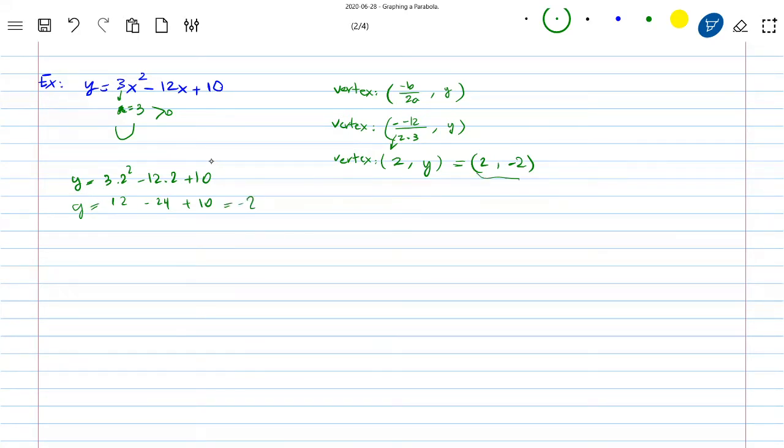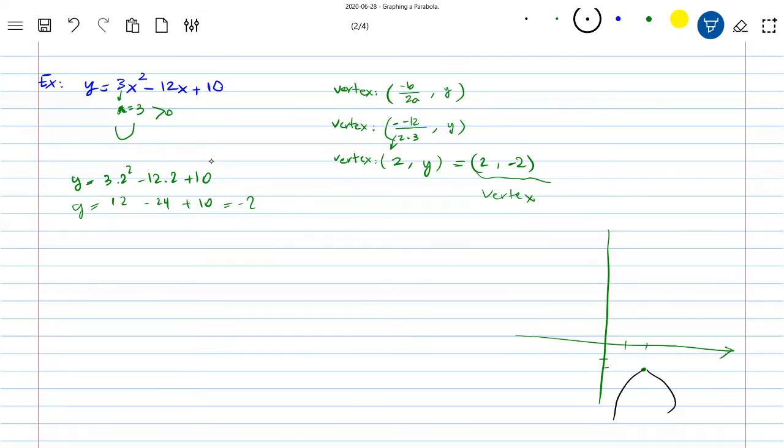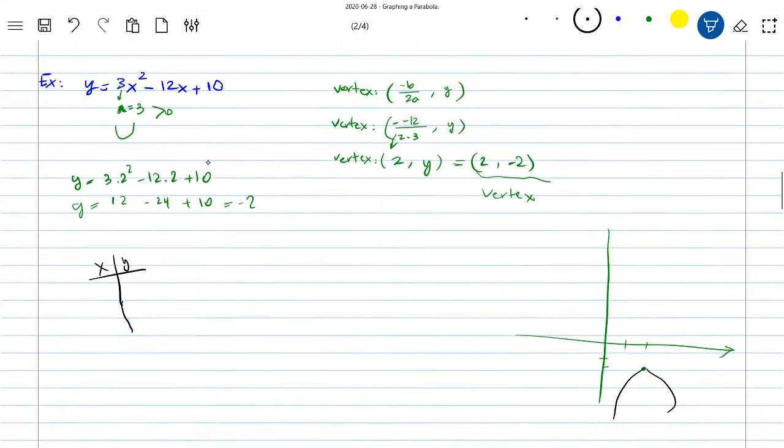So I figured out the vertex point. This is the vertex. When you graph the function, you already know the location of the vertex: 2 and negative 2. I expect the graph to be upward, somewhere like that. I just need to figure out one more y coordinate, so I'll pick a couple of points on the graph to make the graph more precise.